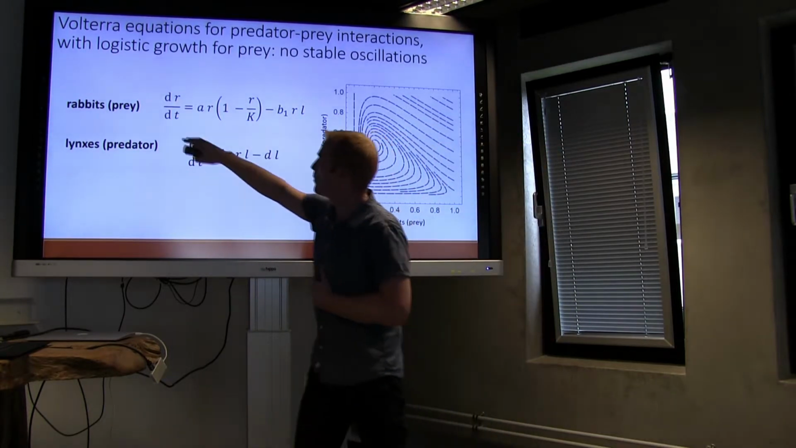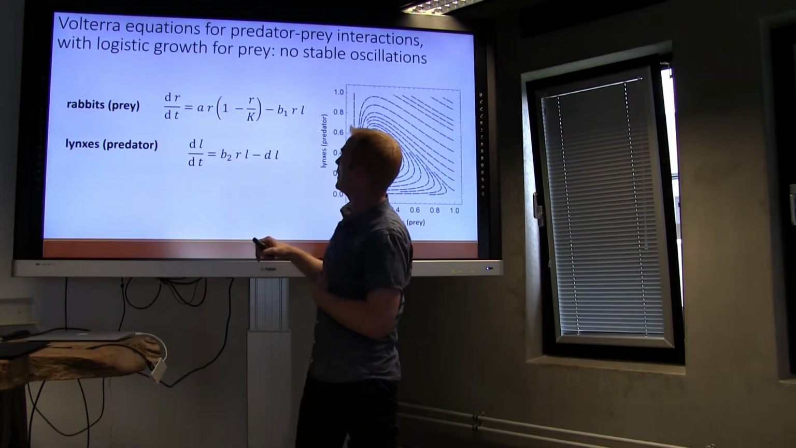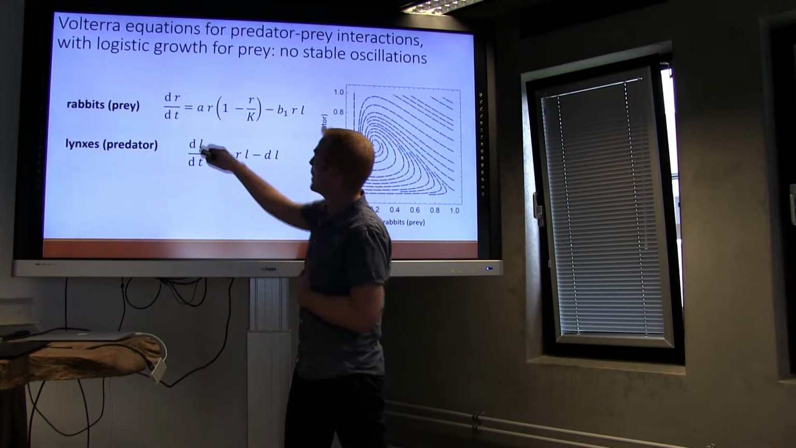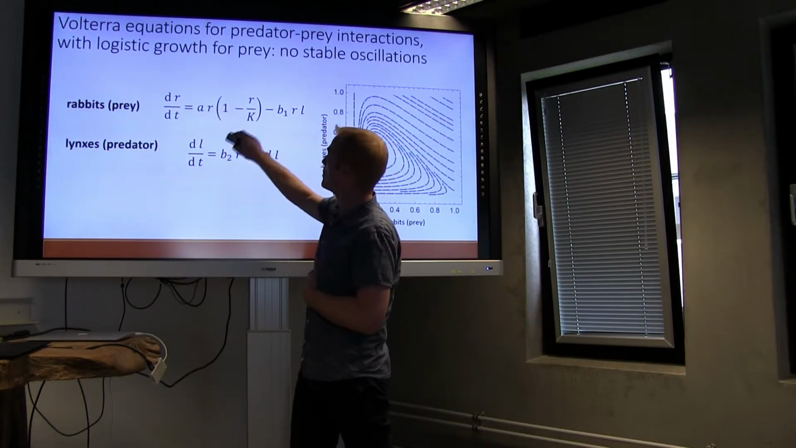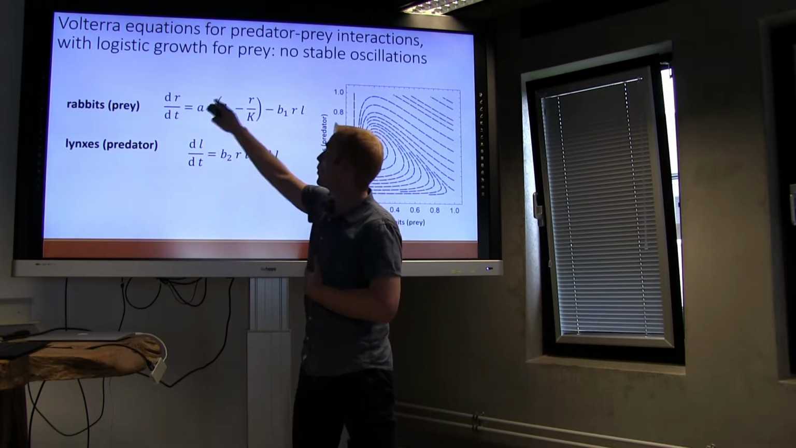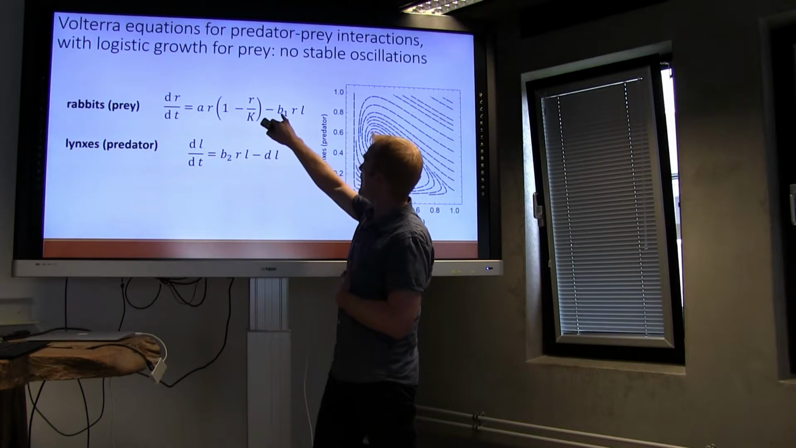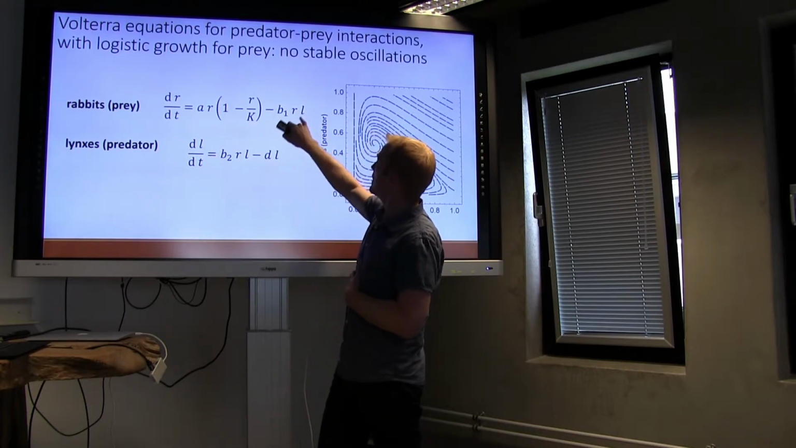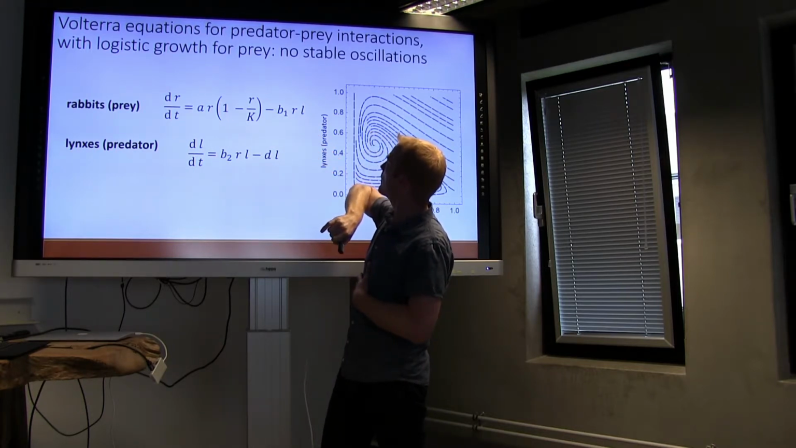So here's an example. If you have rabbits and lynxes that interact with each other, the rabbits just reproduce logistically, which means that they grow exponentially until they reach a carrying capacity, and then their growth rate goes to 0. And they can be caught by these lynxes, L, at a certain rate.